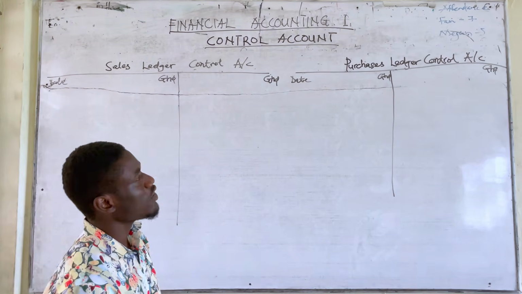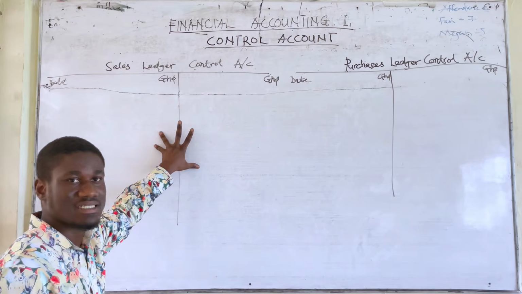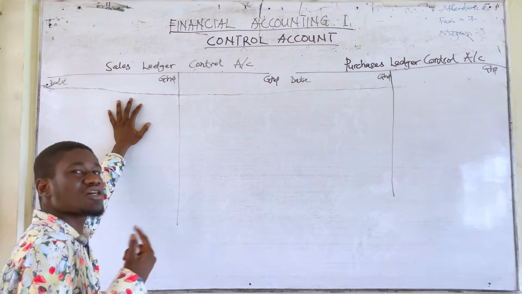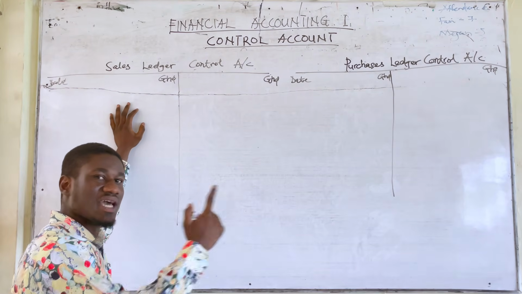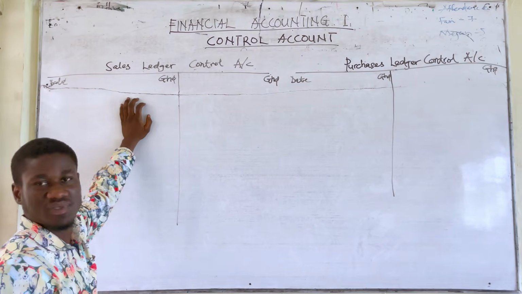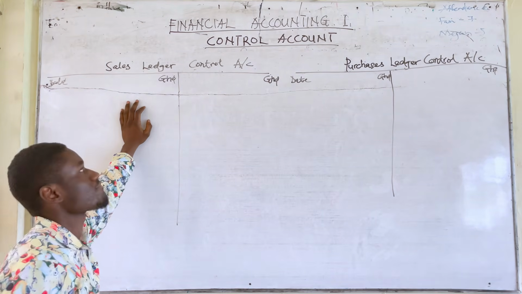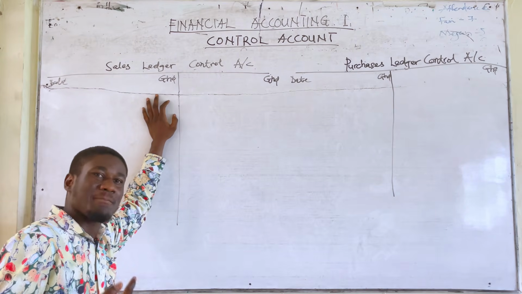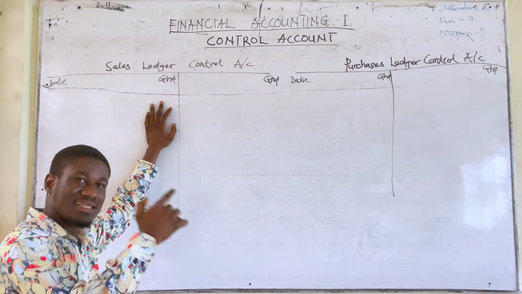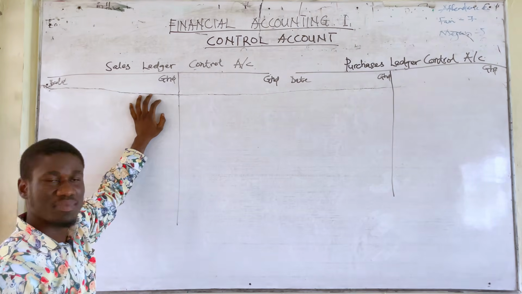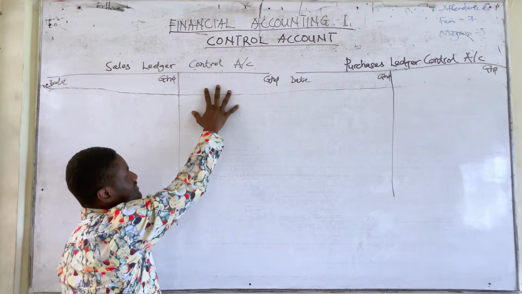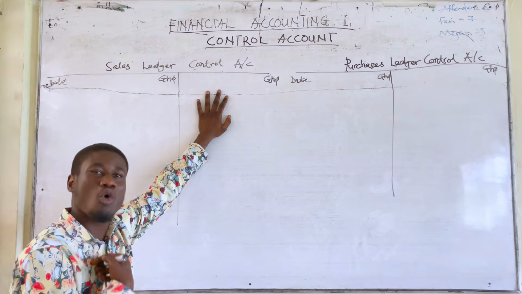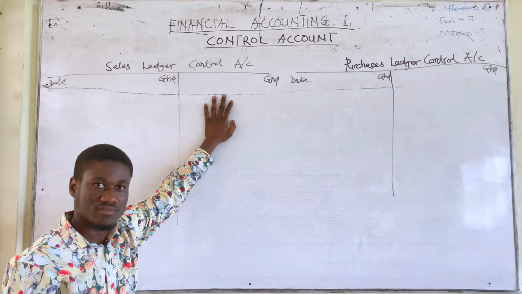Good. Now, what we have to note is that under the sales ledger control account, items or transactions that will increase the amount our debtors owe us are going to be debited. Do you get it? Items or transactions that will make the amount our debtors owe us increase will be debited. And any transaction involving our customers that will make the amount they owe us decrease will be credited.